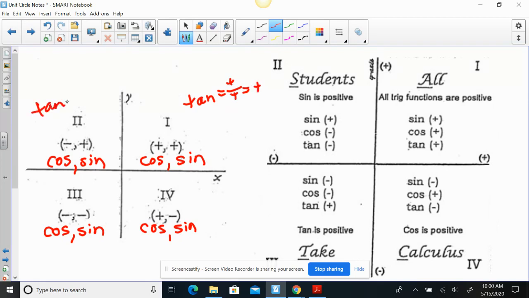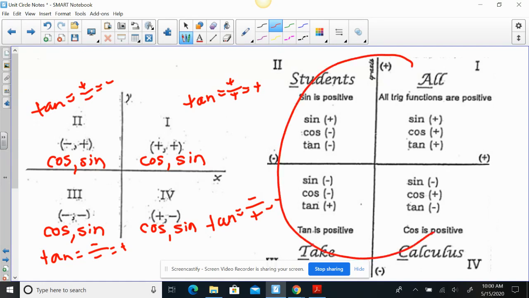This one, if I did tangent, I'd do positive divided by a negative, which is negative. Tangent of this one would say a negative divided by a negative, which is positive. Tangent of this one would say negative divided by a positive. Well, that's negative. So there's an expression if you go through the quadrants, so you can think all students take calculus.